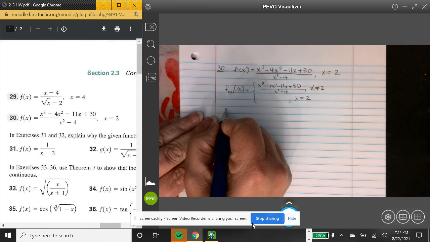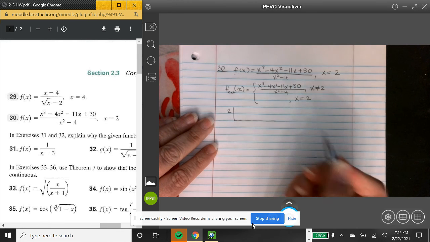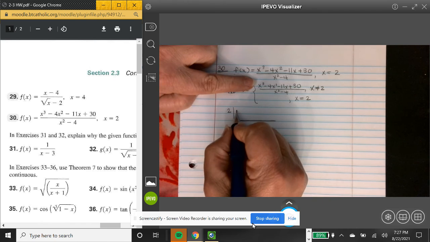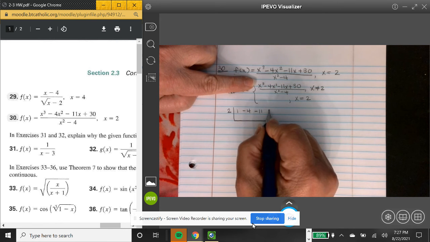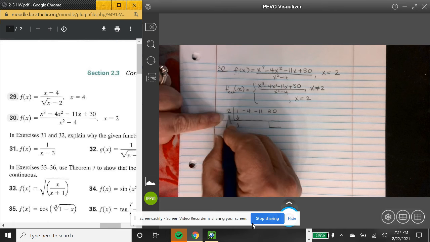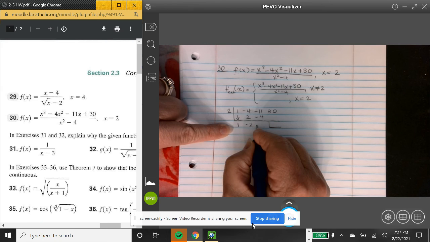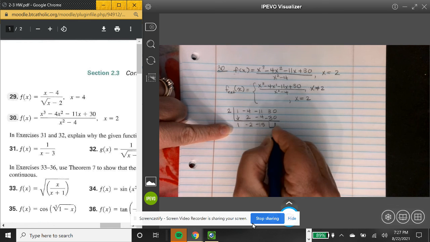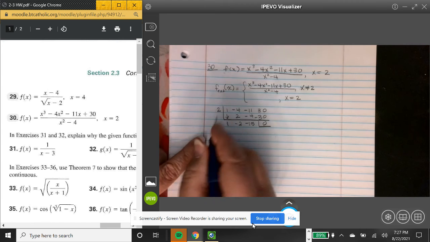Well, the first thing I'm going to do is see if 2 goes into the numerator using synthetic division. I'm going to use the coefficients here, which are 1, negative 4, negative 11, and 30. Let's see what happens. I'm going to drop down the 1. 2 times 1 is 2. Negative 4 plus 2 is negative 2. Negative 2 times 2 is negative 4. Negative 11 minus 4 is negative 15. And this becomes negative 30 here, so I get a 0, which is really good. And so I know that I can find the limit.